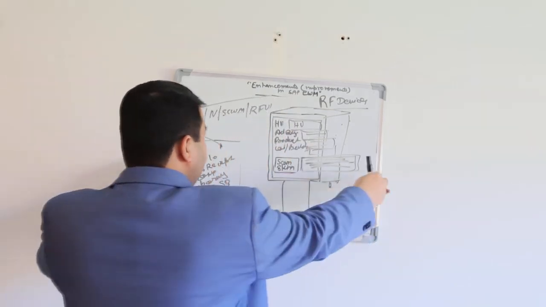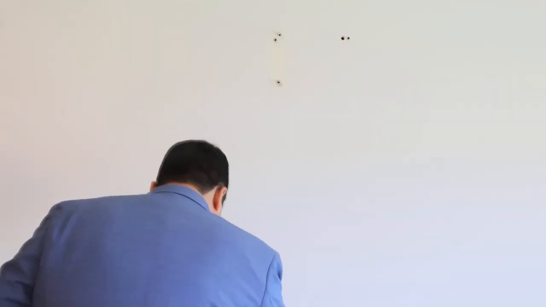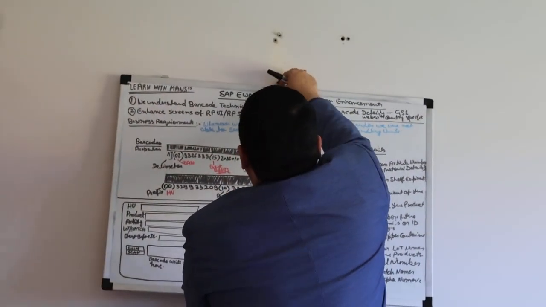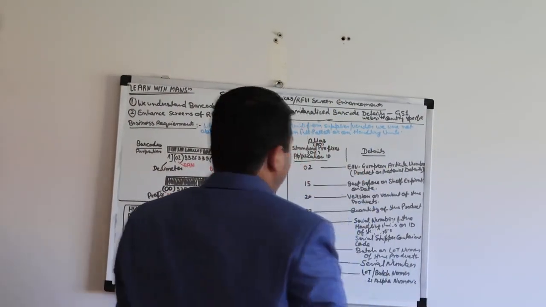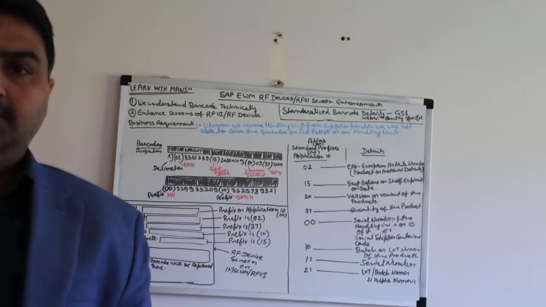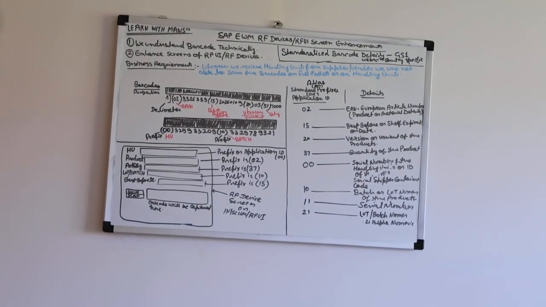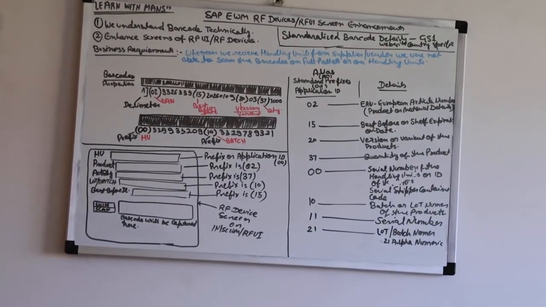So I am going to change this board and put another board. So you got the business requirement, right? This is my other board here, you can see. I will explain how I mention the business requirement enhancements.